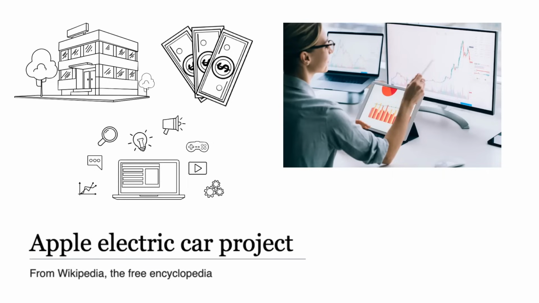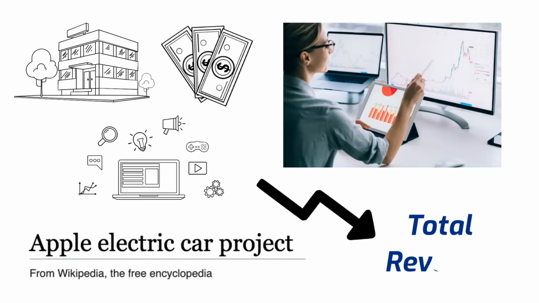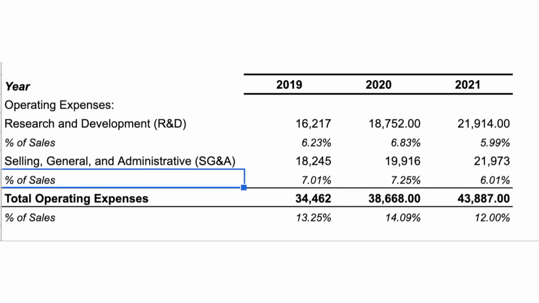When it comes to R&D and SG&A, a great way to analyze these costs is to compare them to total revenue. Additionally, as a company grows its sales, you look to see if it is able to keep expenses the same or at least have them grow slower than sales. So, for example, SG&A as a percentage of sales was 7% in 2019 and is 6% in 2021. Generally speaking, you want to see this trend downwards over time.